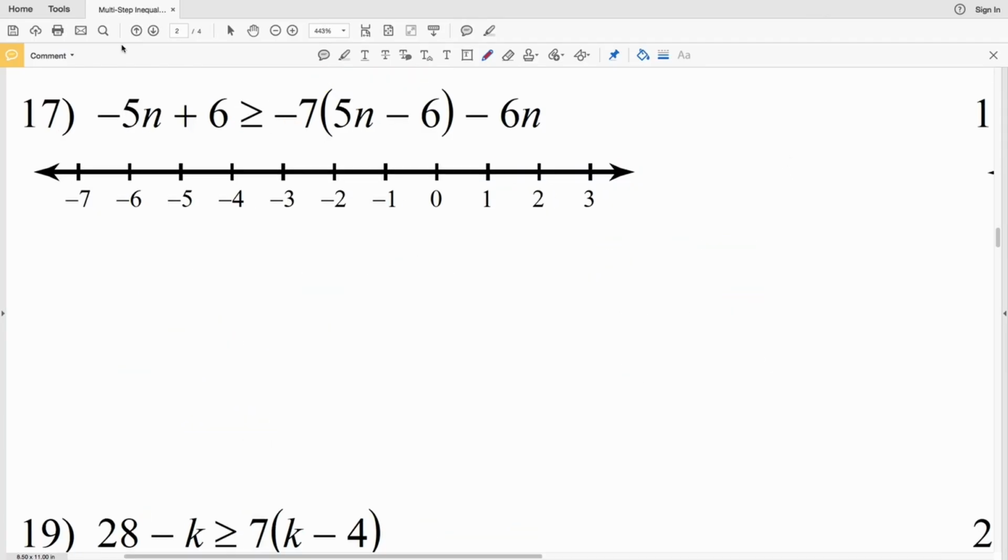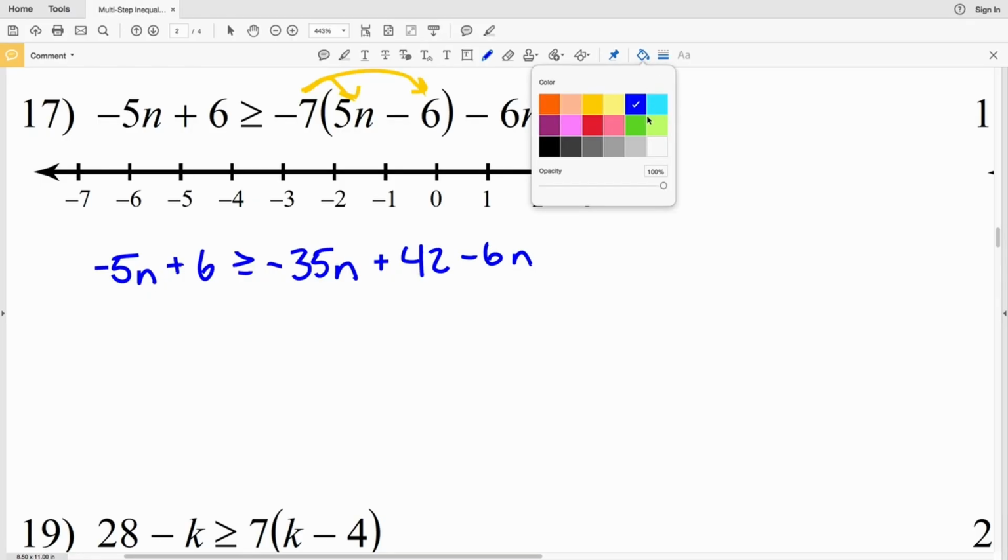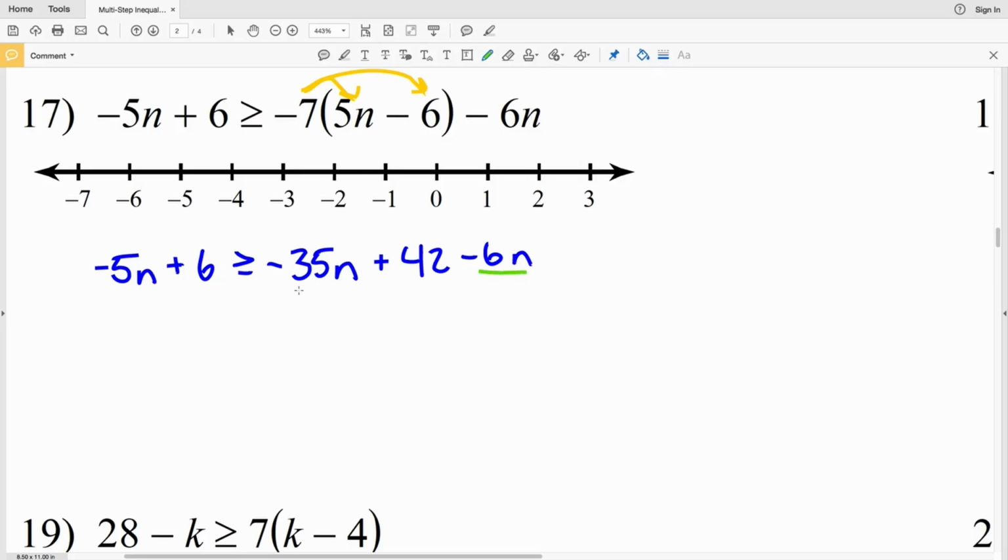Number 17 on the multi-step inequalities worksheet. Negative 5n plus 6 is greater than or equal to negative 7 times the quantity 5n minus 6 minus 6n. I'm going to start by distributing this negative 7. We'll have negative 5n plus 6 on the left since we did nothing to the left-hand side, and we'll have negative 35n minus a negative 42, so plus a positive 42 minus 6n on the right. Then I'm going to go ahead and combine like terms on that right-hand side.